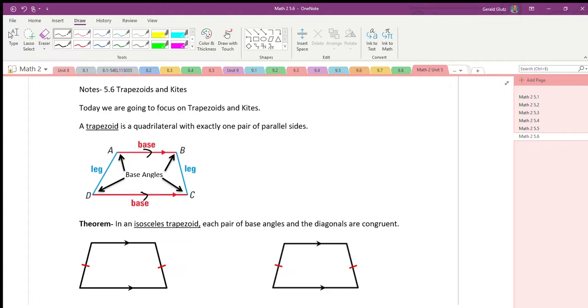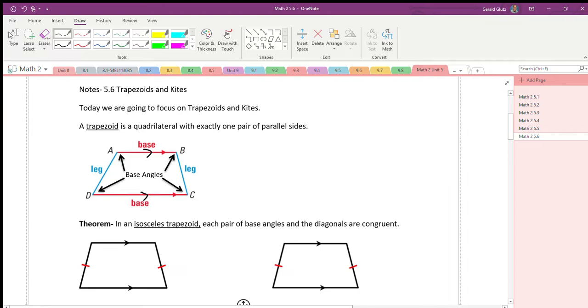So whenever I say a base angle, since every angle is touching a base in a trapezoid, every angle is considered a base angle. These blue sides, the sides that are not parallel, are called legs. So we've got two bases that are parallel, two legs that are not parallel.